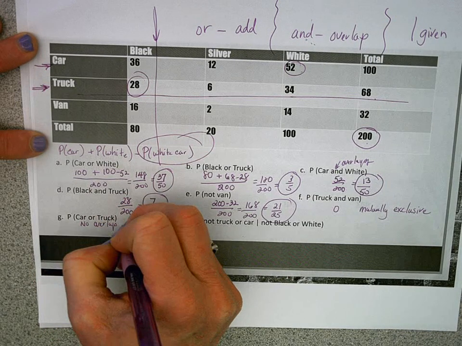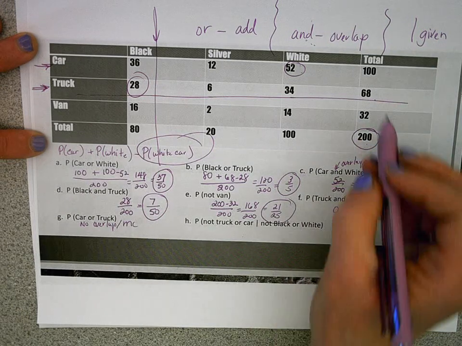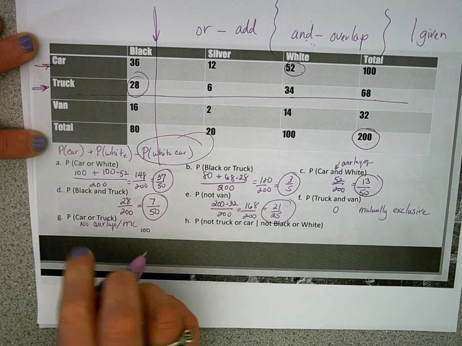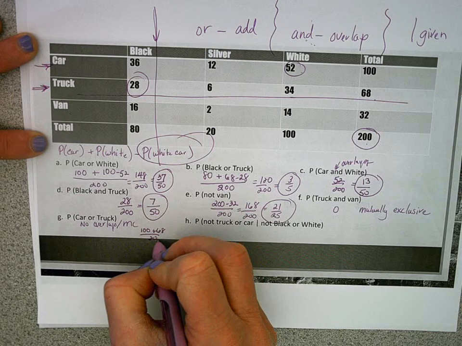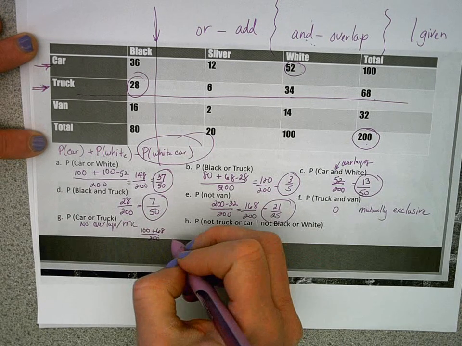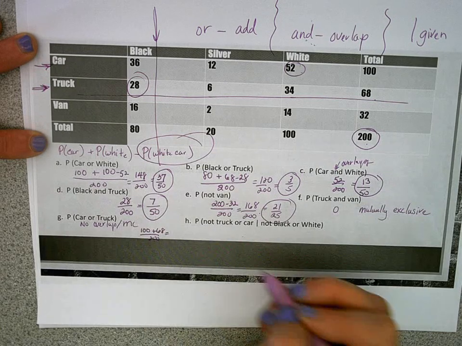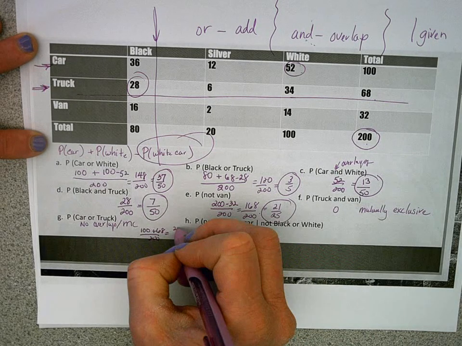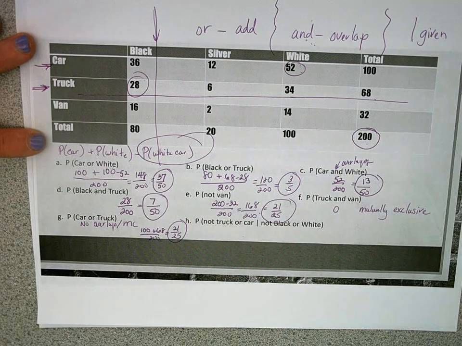I'm going to put mutually exclusive, so I don't have to worry about overlap. I just add the cars, 100. I add the trucks, 68, out of 200. And that reduces, we think we had it already here, 168 out of 200, which is 21 over 25. A car or a truck is the same as not being a van.